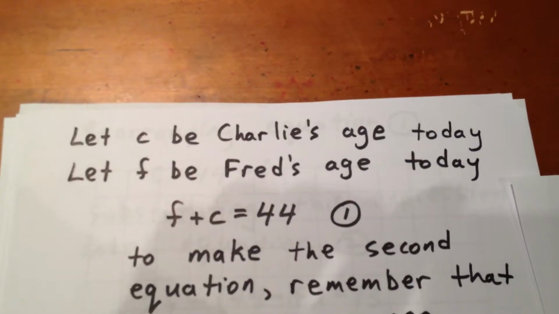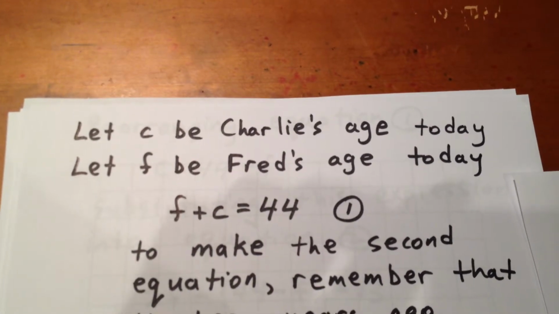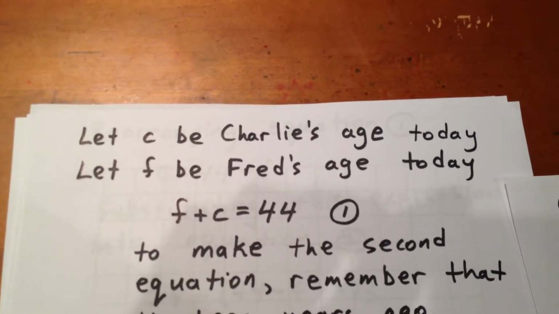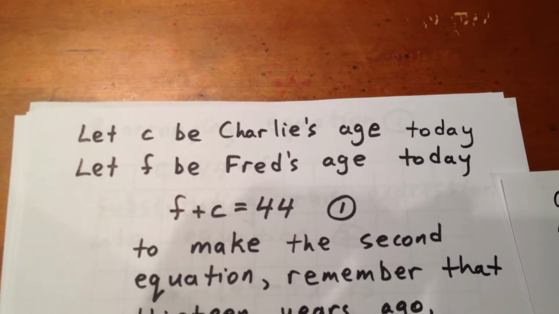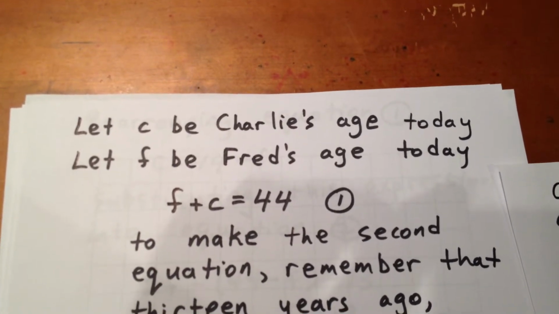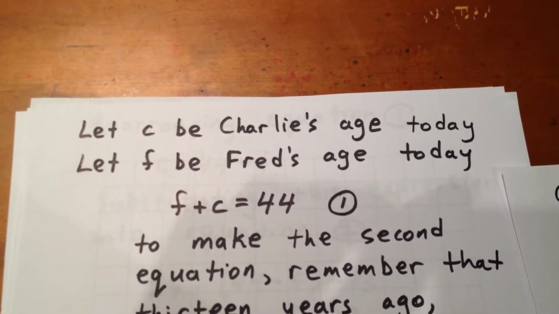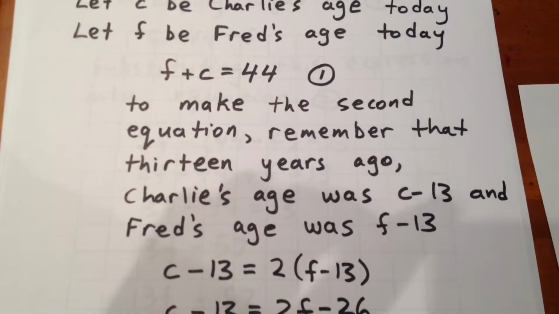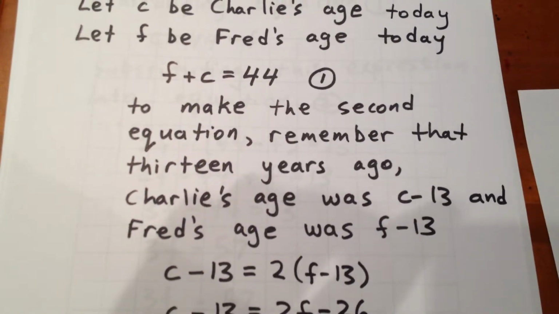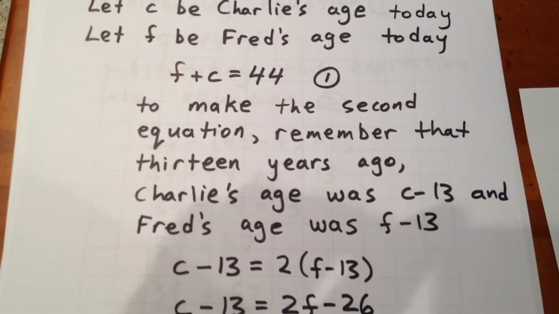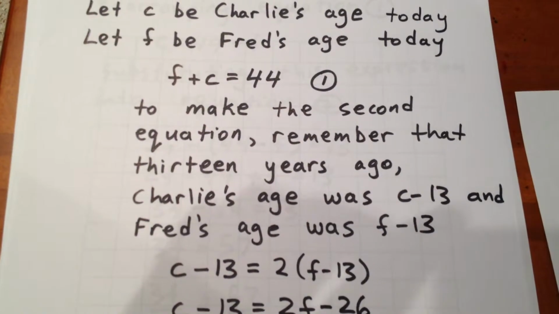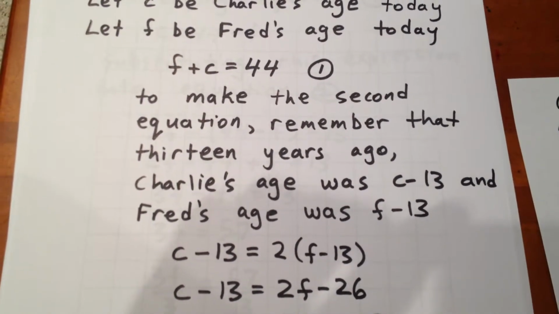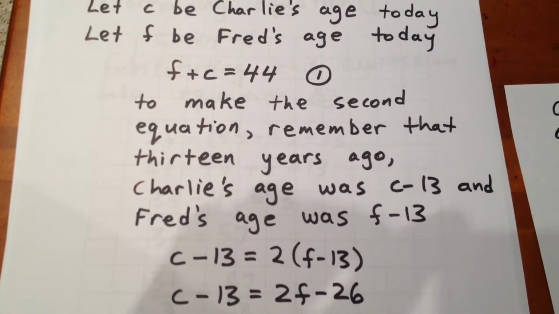the question involves age, so we're going to let C be Charlie's age today and F will be Fred's age today. We know that if you add them up, it comes to 44. That first equation is relatively simple then, F plus C equals 44. To make the second equation though, we're going to have to remember that 13 years ago Charlie's age was C minus 13. If it's C today, 13 years ago it was C minus 13. And Fred's age is F today, so 13 years ago it was F minus 13.